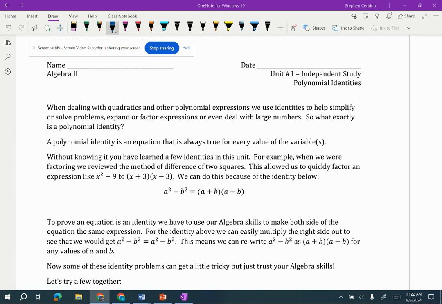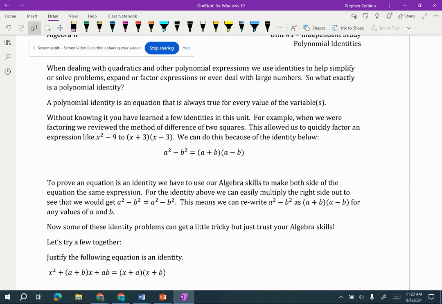So we know how to factor using difference of two squares. We know that x squared minus 9 is the same thing as x plus 3 and x minus 3. Now, why do we know that that's true is because of the identity that's right here below. So why is this an identity? So this is an identity because this is true for any value of a or b. If I was to randomly pick numbers and plug them in, it would be true. But how do we prove that?